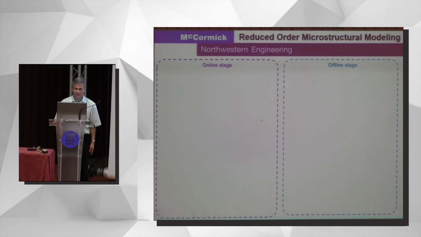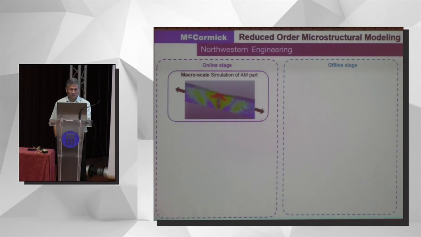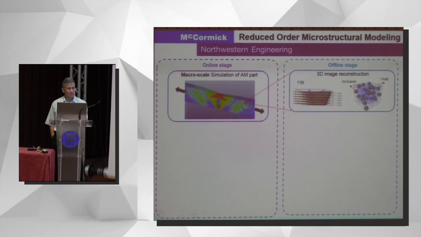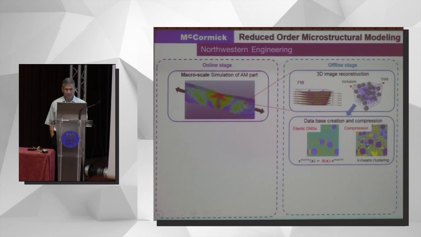So previous speakers said a lot. We can learn a lot from there, but we have our own. We start with the online part, basically the real calculation. This is a test specimen we're talking about, and the offline part is a lot more on the 3D image reconstructions. And then we create a database, and we do both elastic and plastic DNS, a lot of calculations. But we use a micromechanics-based method to solve this problem.